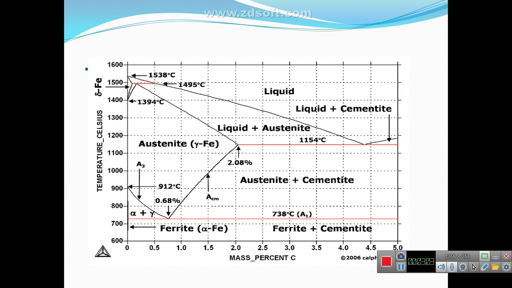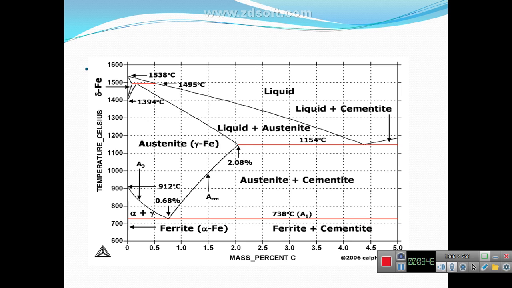In this diagram, there are three horizontal lines shown. The first horizontal line is at about 1493 degrees Celsius, where the peritectic reaction takes place: liquid plus delta ferrite forms austenite. The second horizontal line is at about 1130 to 1147 degrees Celsius, where the eutectic reaction takes place: liquid forms austenite plus cementite. Then the third horizontal line is at 723 degrees Celsius, where the eutectoid reaction takes place: austenite and pearlite are formed.